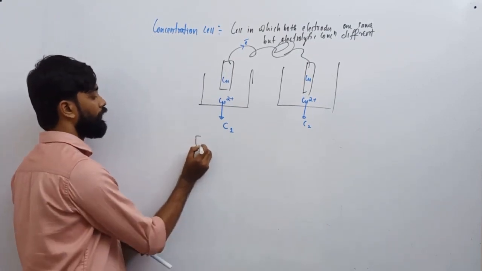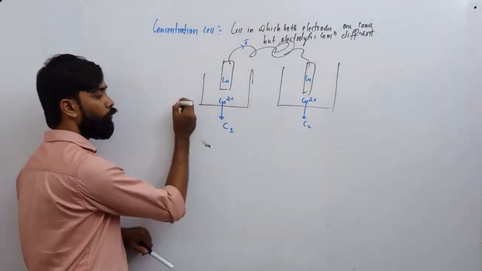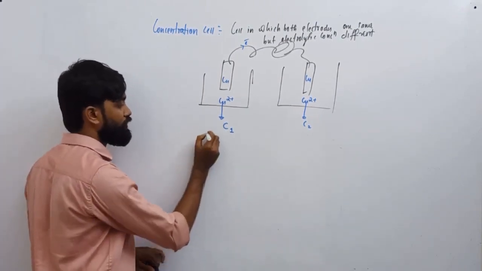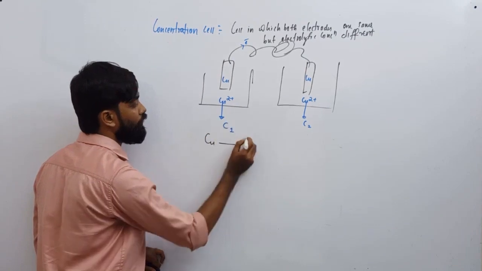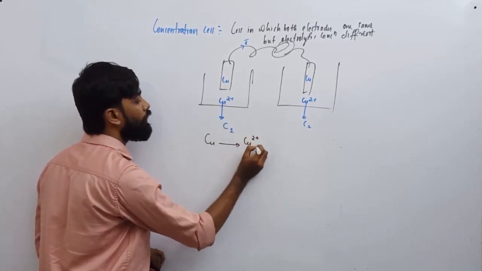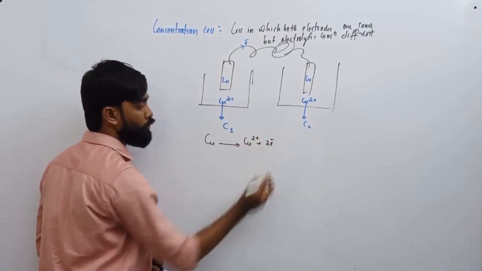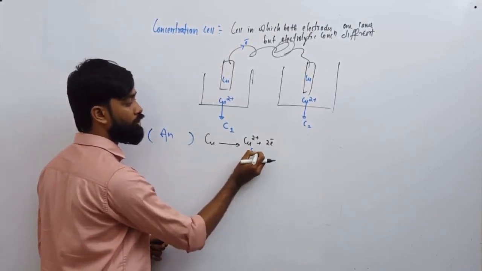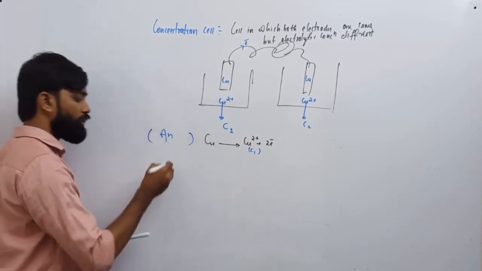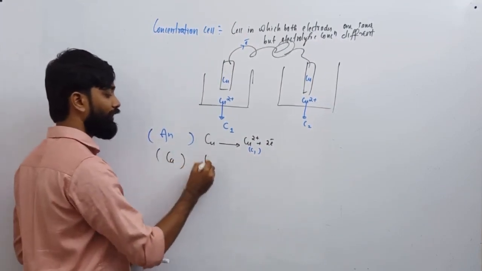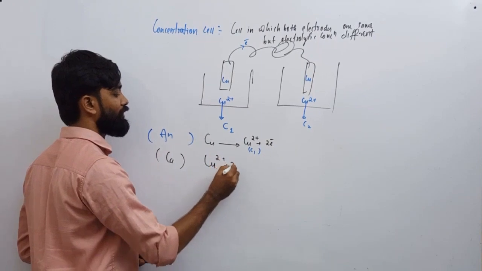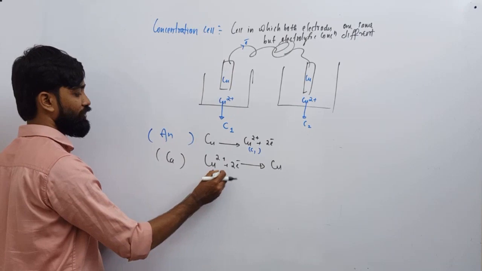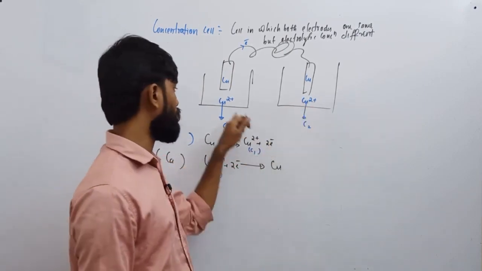So, for the expression for E cell, what will be the reaction? Since this is the anode, the reaction is Cu gives Cu2+ plus 2 electrons, but the concentration of Cu2+ is C1. And what is the reaction in the cathode? Reduction: Cu2+ plus 2 electrons gives Cu. But the concentration of Cu2+ in the cathode is C2 and in the anode is C1.